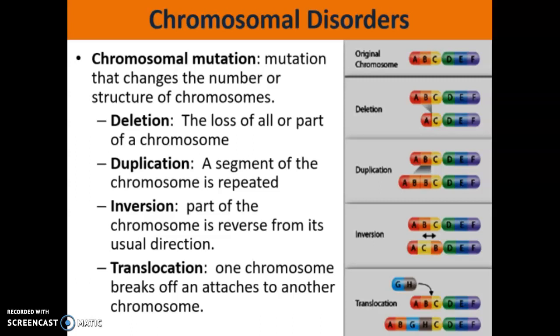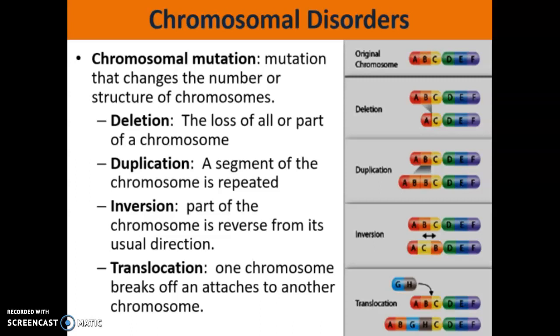Hi everybody. Today we're going to be talking about chromosomal disorders. A chromosomal mutation is a mutation that changes the structure of the chromosomes. Now, a change can happen in a number of ways. You can have a deletion where you're missing an entire chromosome or a part of a chromosome, or a duplication, where a part of a chromosome is duplicated or an entire chromosome is repeated. And we find out that missing DNA can be just as harmful as having extra DNA.